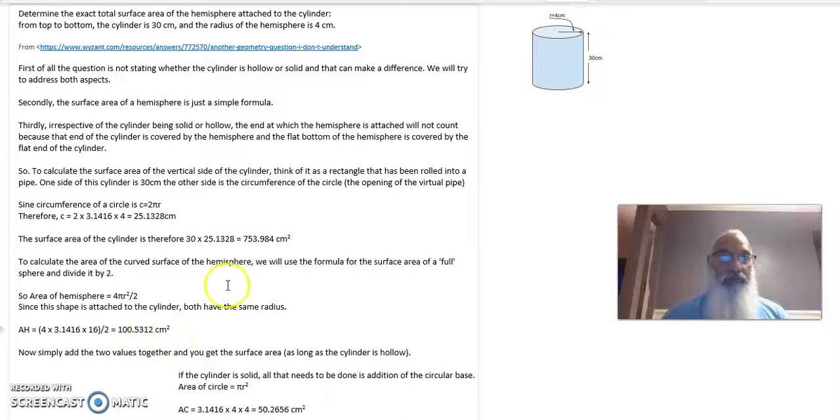So now all you have to do is add these two together and you get the surface area of that shape, if the cylinder is hollow, so that we're not counting the bottom.